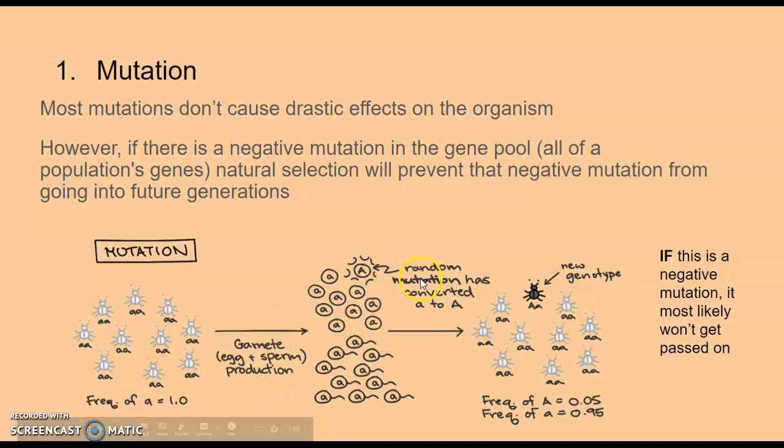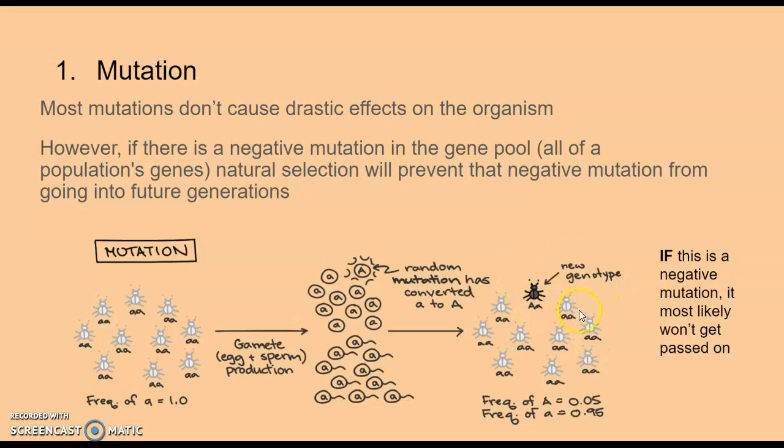So my mutation here is that one of these little a's was randomly mutated into a big A, right? So this is in a gamete, so it will get passed on to the generation. And notice I see the effect of this mutation here. I have a new genotype causing it to have a new phenotype, right? What it looks like. So this one is black and the others are white.